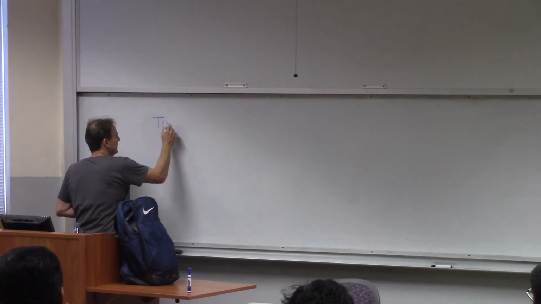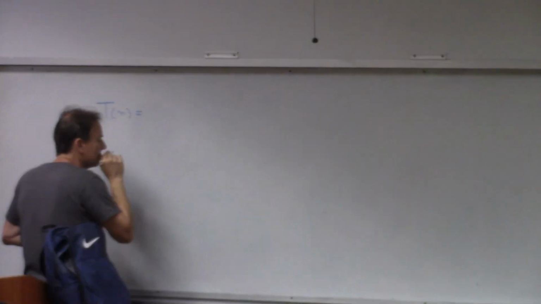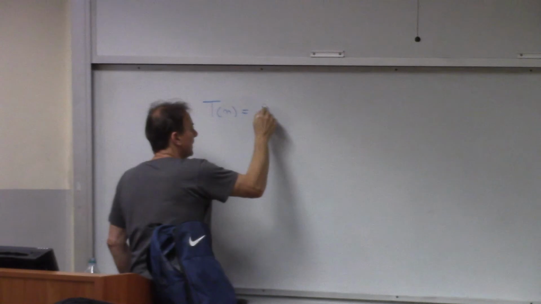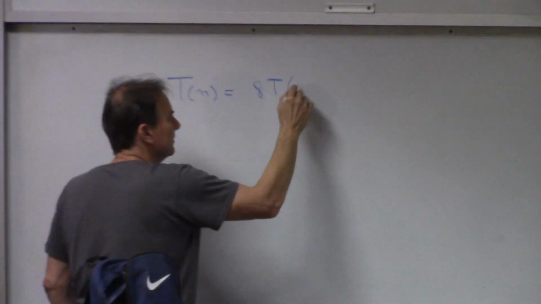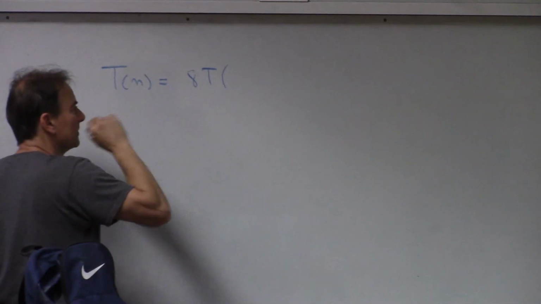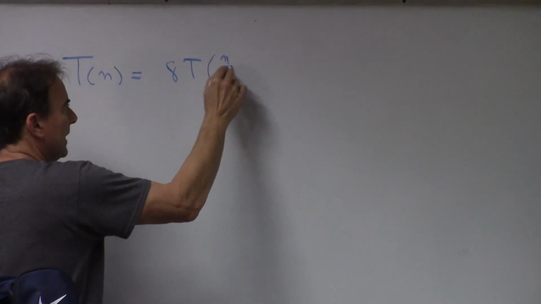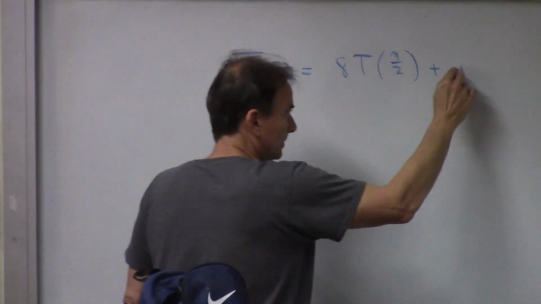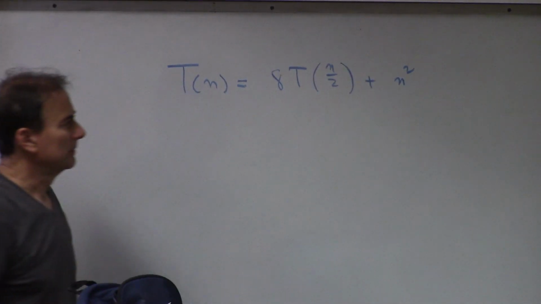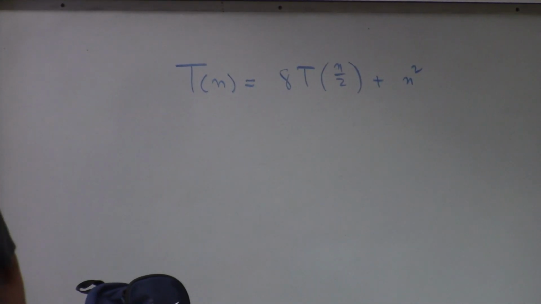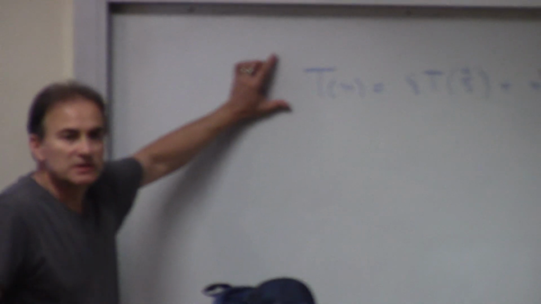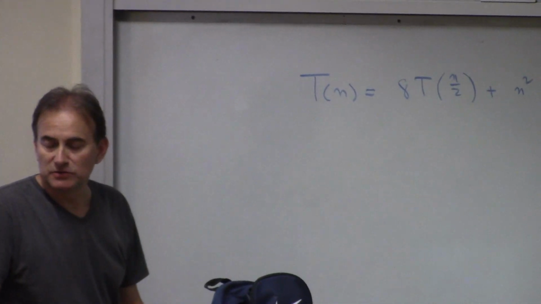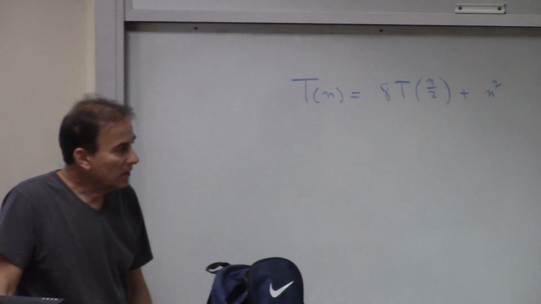Recursive complexity T of n is equal to 8T of n over 2 plus n squared. All right, so the question is: is this complexity something we can solve with Master theorem? Okay, and we know it.